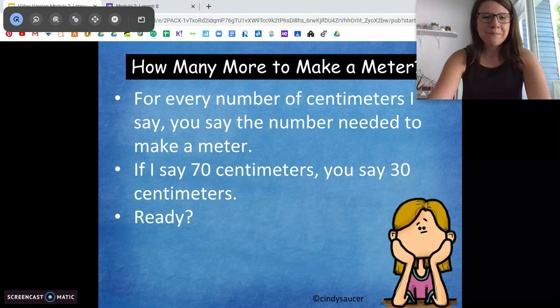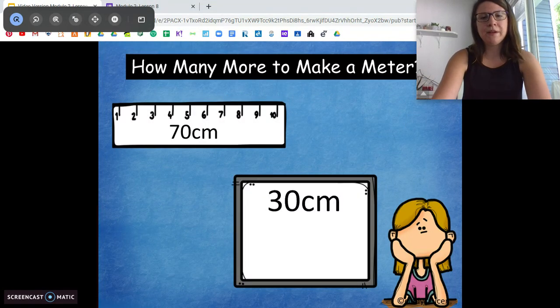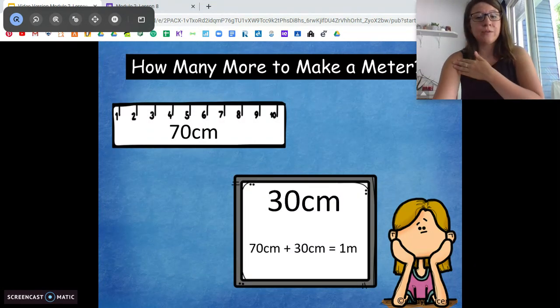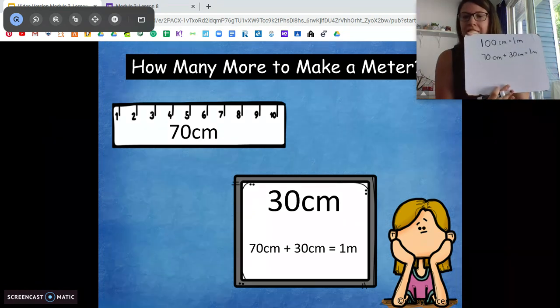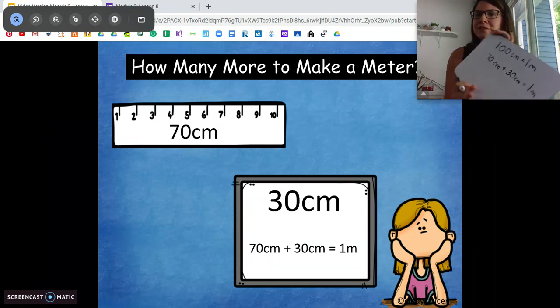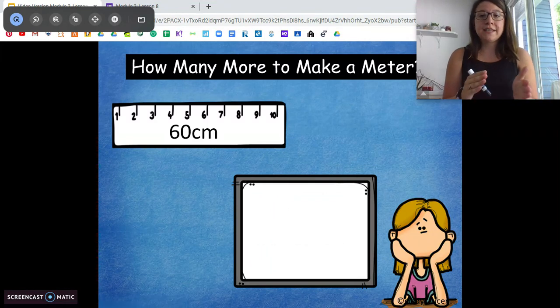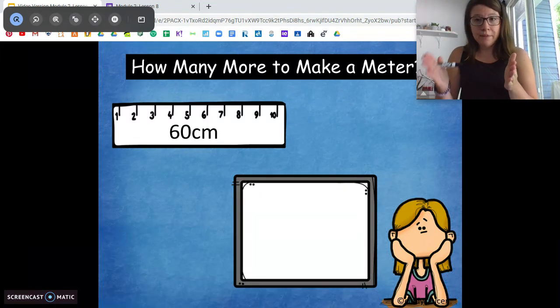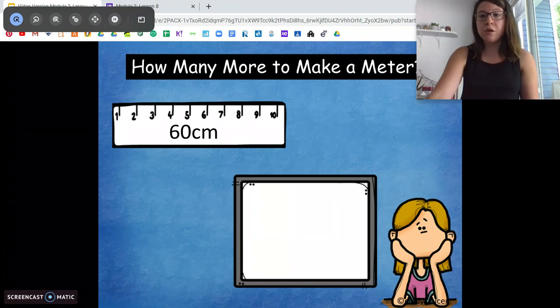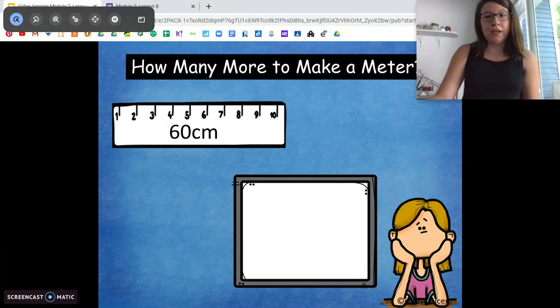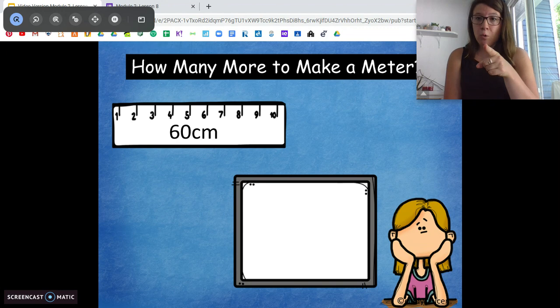Ready? Okay. So 70 centimeters, I just did this one. Takes 30 to get to 100. 70 centimeters plus 30 centimeters equals 1 meter. All right, try this one on your own. You have 60 centimeters you need to get to 1 meter or 100 centimeters. How many more centimeters do you need? Write that number sentence now. Unpause when you're ready.